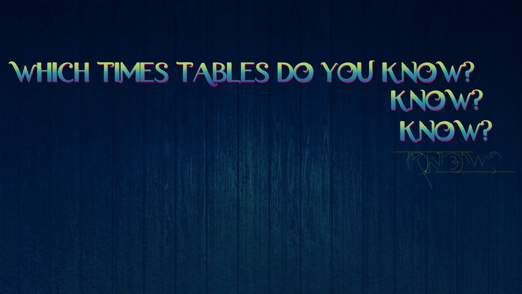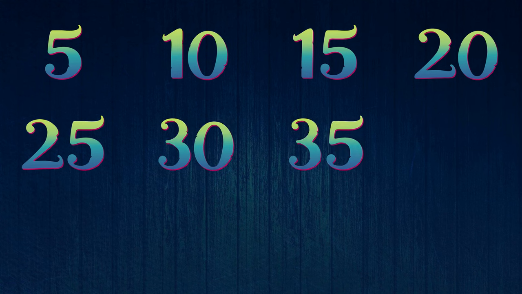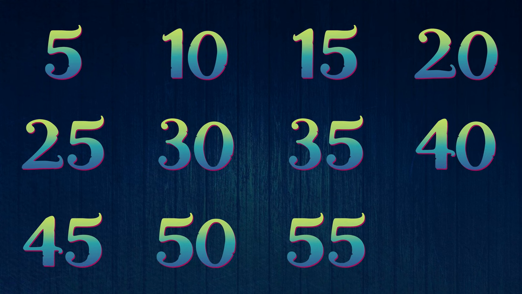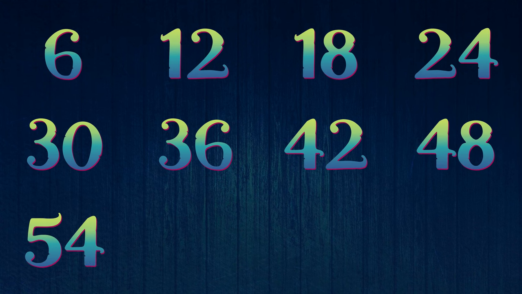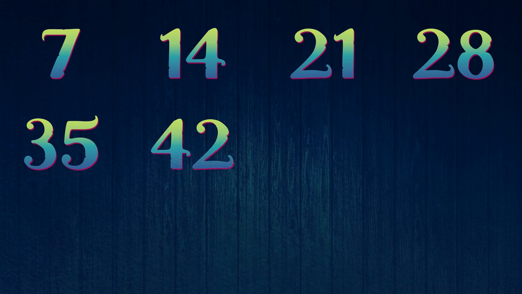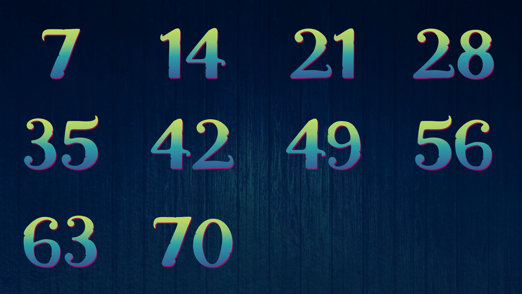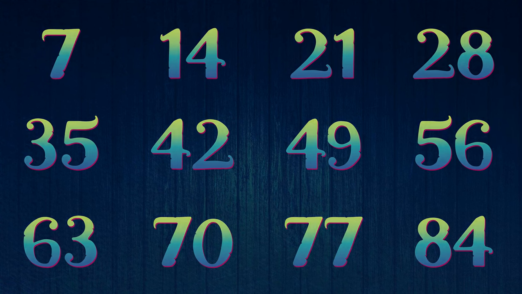Which times tables do you know? 5, 10, 15, 20 and 25, 30, 35, 40 and 45, 50, 55 and then 60. 72, 7, 14, 21 and 28, 35, 42, 49 and 56, 63, 70, 77 and 84.